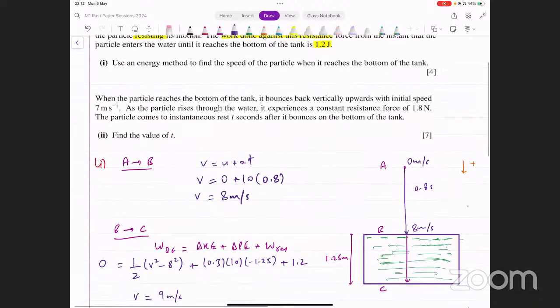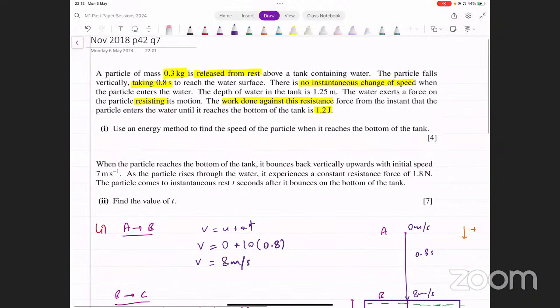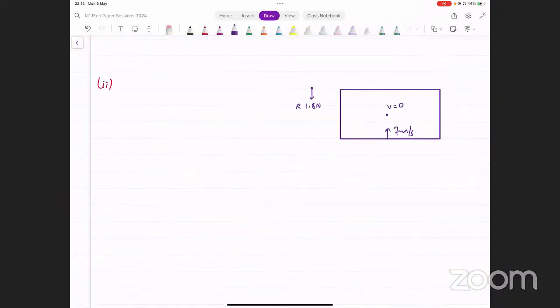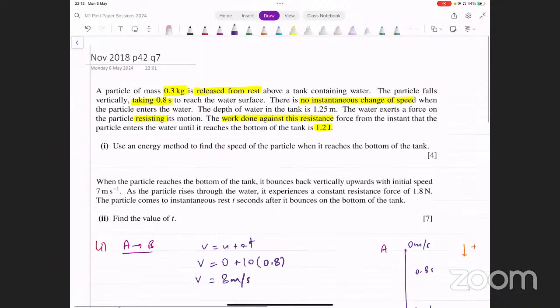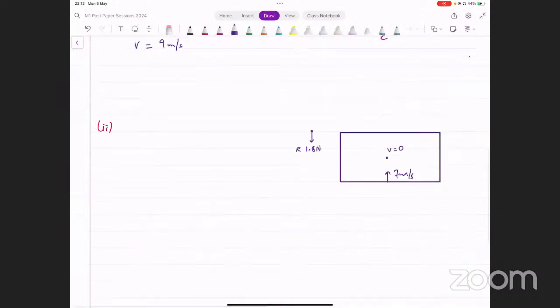Now, while the particle is in the water, what forces are acting on this particle? There is 1.8 Newton that's acting in the downward direction. That's one force that's acting. What other force do we have? We've got the weight of the particle. What was the weight of the particle? Weight of the particle was 3 Newton. That is also acting downwards. These are the two forces acting in the downward direction on this particle.